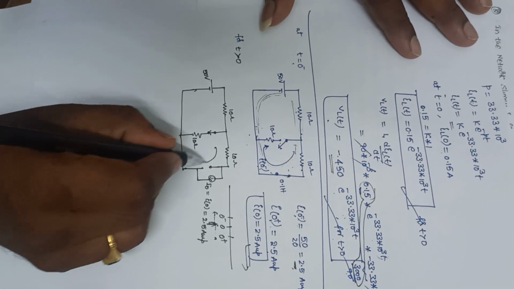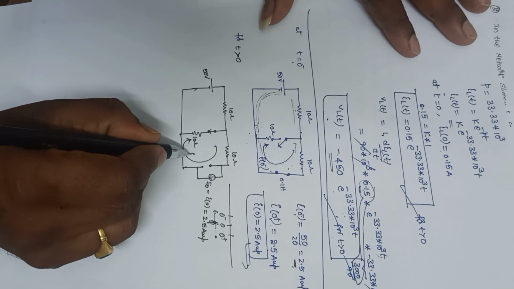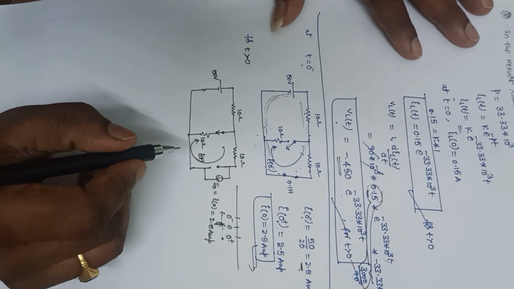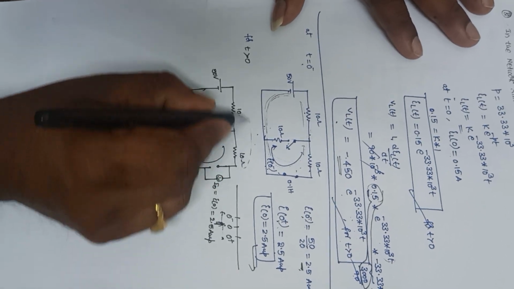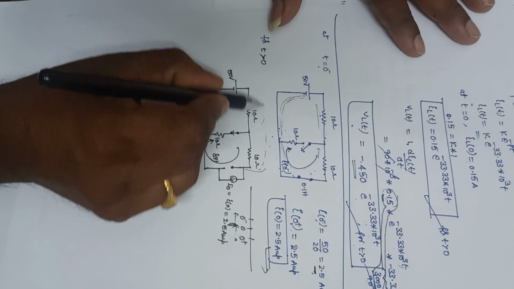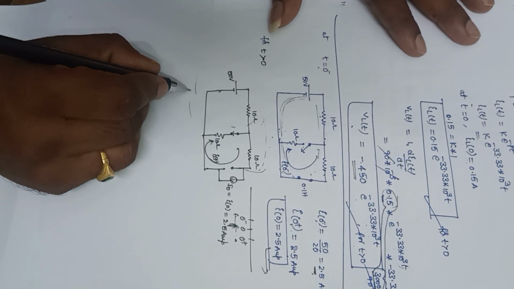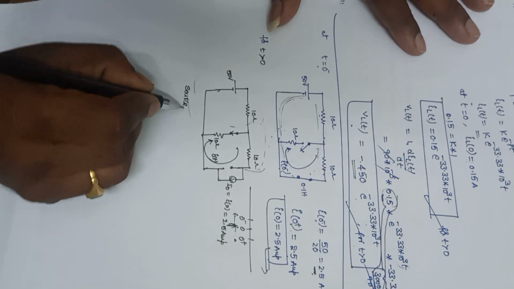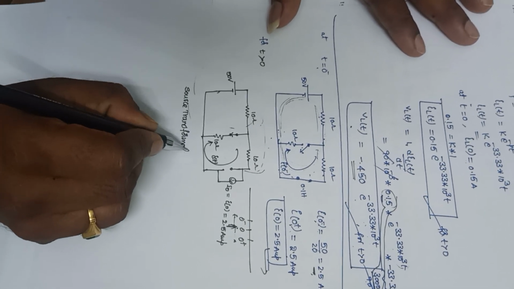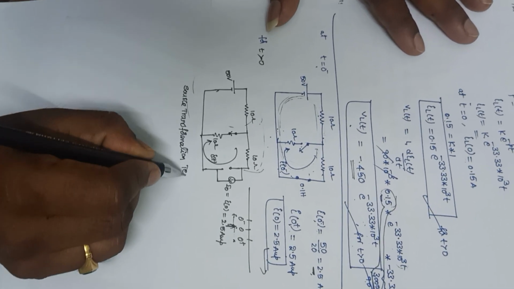Now what I need to find is this current, that is I of t. To find the expression for I of t, I am going to simplify this circuit. How I am simplifying the circuit is using the source transformation technique.